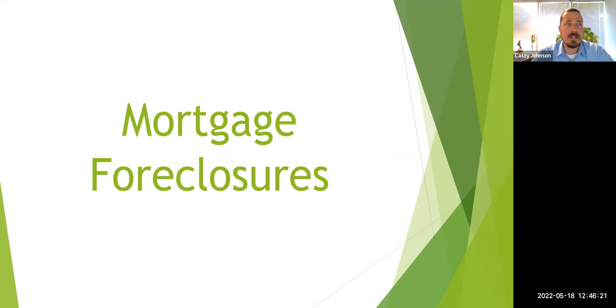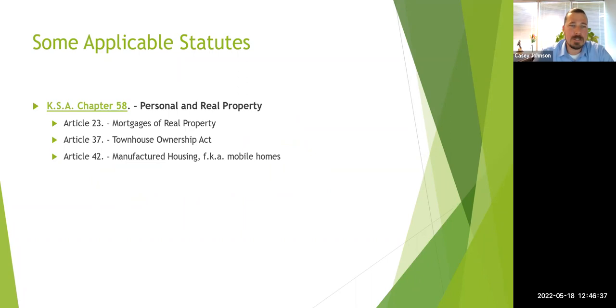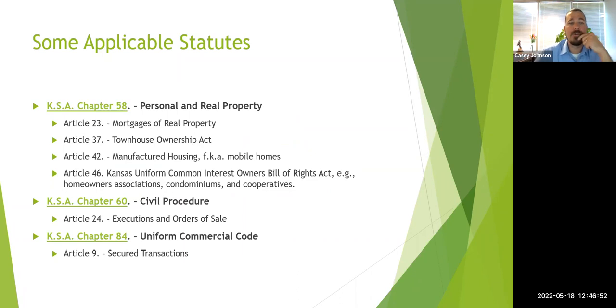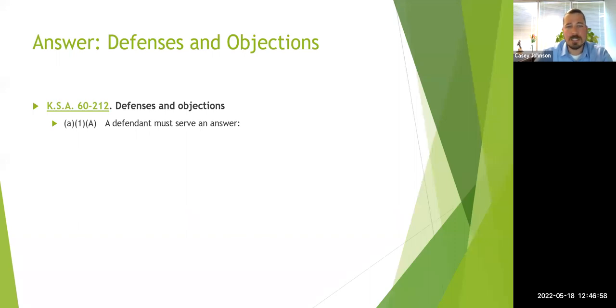All right. Now I've got a little less than 15 minutes to cover mortgage foreclosure law in Kansas. So I'm going to fly through this even faster than I did evictions. So here we go. Some applicable statutes. So there are real and personal property laws, Chapter 58. And there's the law on townhouses, mortgages, and manufactured housing, which formerly were called mobile homes. And then the Kansas Uniform Common Interest Owners Bill of Rights, which is about homeowners associations, condos, and cooperatives. Obviously, these are all governed by Chapter 60 in Civil Procedure. And then also the Uniform Commercial Code, Chapter 84.